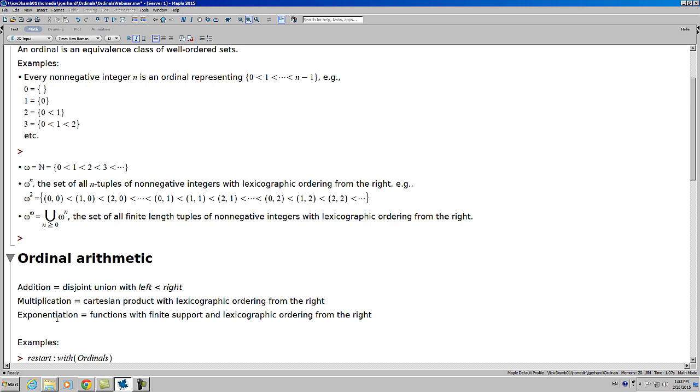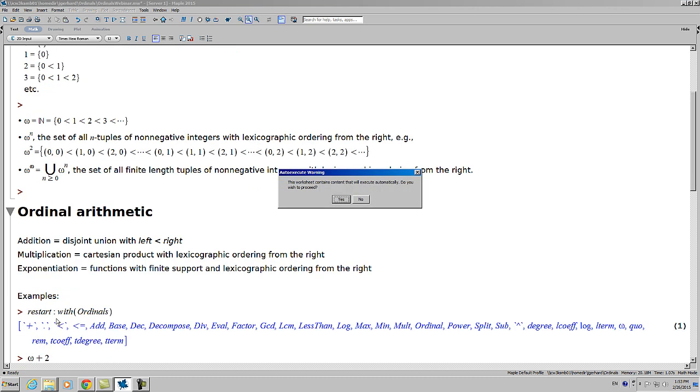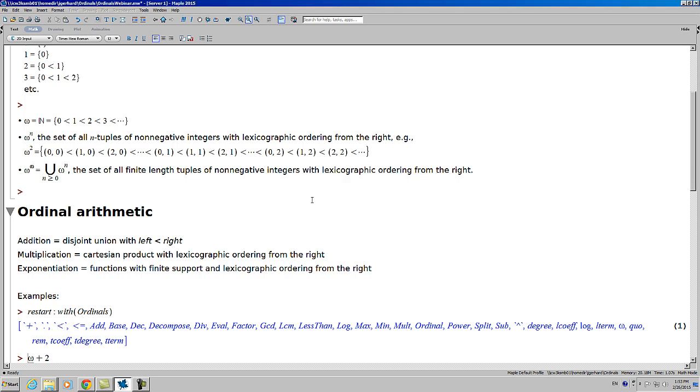We can do this in Maple. We load the ordinals package. And we see that the package offers all of these operations here. The first two that you can see are addition and multiplication. Multiplication is denoted by a dot and not by an asterisk because it's also non-commutative multiplication. And then a little bit further back, you can also see the little hat denoting the powering operator.